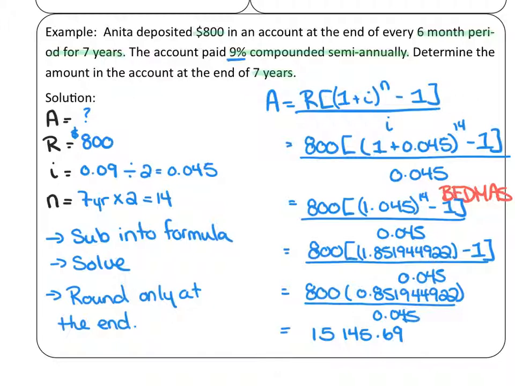So if I want to determine the amount in the account at the end of 7 years, therefore, we have $15,145.69 in the account at the end of 7 years. Let's move to the second page and I'll show you something else we can do with this.